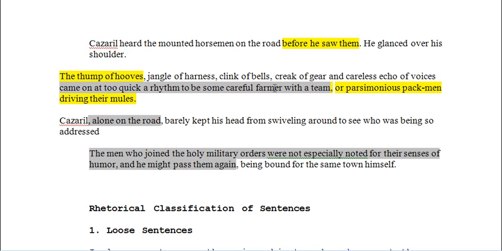The thump of hooves came on too quick a rhythm to be some careful farmer with a team. Or jangle of harness came on too quick a rhythm. Or clink of bells came on too quick a rhythm. Or creak of gear came on too quick a rhythm. And careless echo of voices came on too quick a rhythm. So that's how you know when you have a compound subject, when you can read each subject and follow it with the predicate as if they're the ones that are doing it.